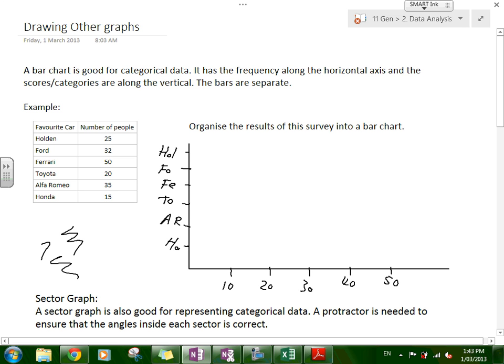So 25 for Holden, that's about there. You would use a ruler. I'm not going to because I'm just showing you quickly. Ford is 32, so it's about here. That's very wonky. Don't judge me. And then Ferrari is 50.